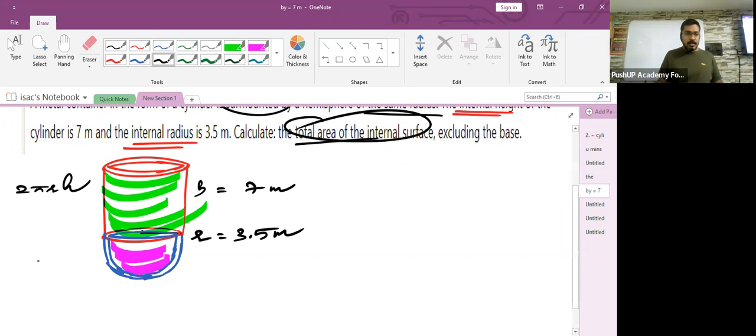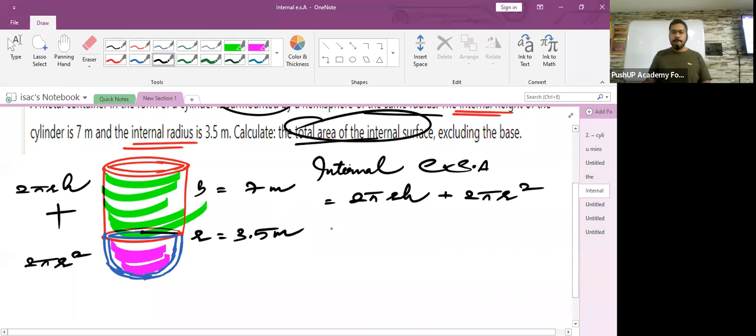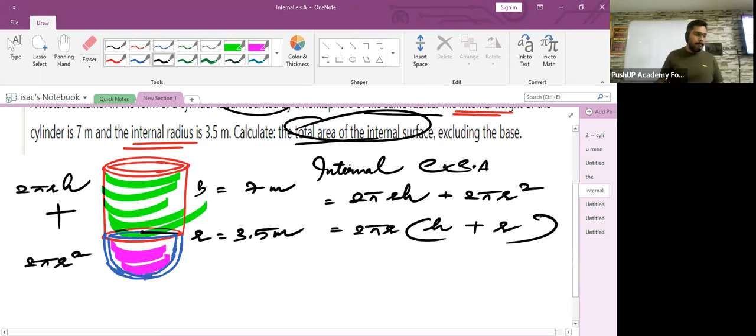So this formula is 2 pi r square, and this is what you had to find, children. So simple a question it was. Internal curved surface area of a cylinder is 2 pi rh, and internal curved surface area of a hemisphere is 2 pi r square, isn't it? Just add both of them. So you can write here: internal curved surface area, CSA, is equal to 2 pi rh plus 2 pi r square. So 2 pi r will be taken out as a common factor. Inside the bracket, you will have h plus r. Do it.